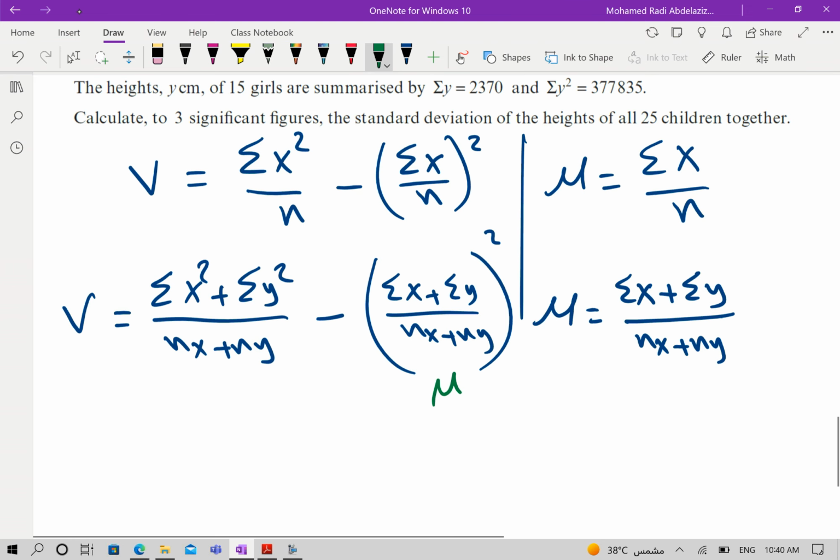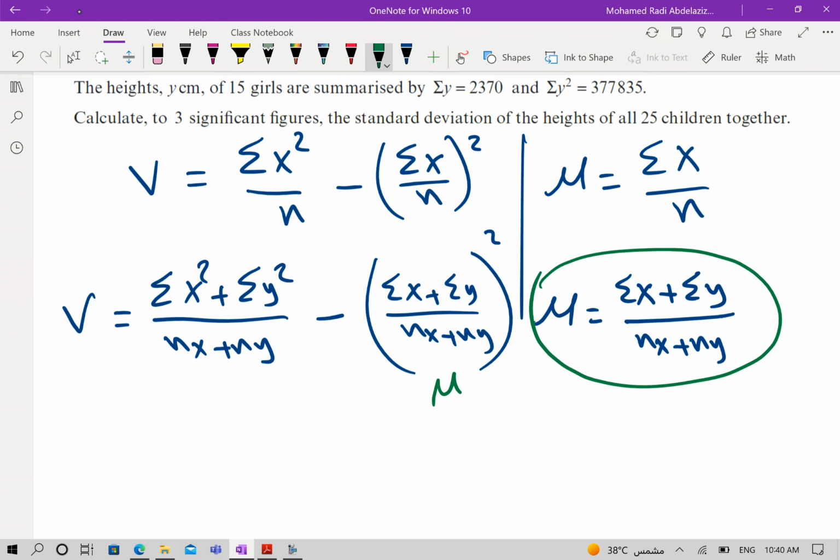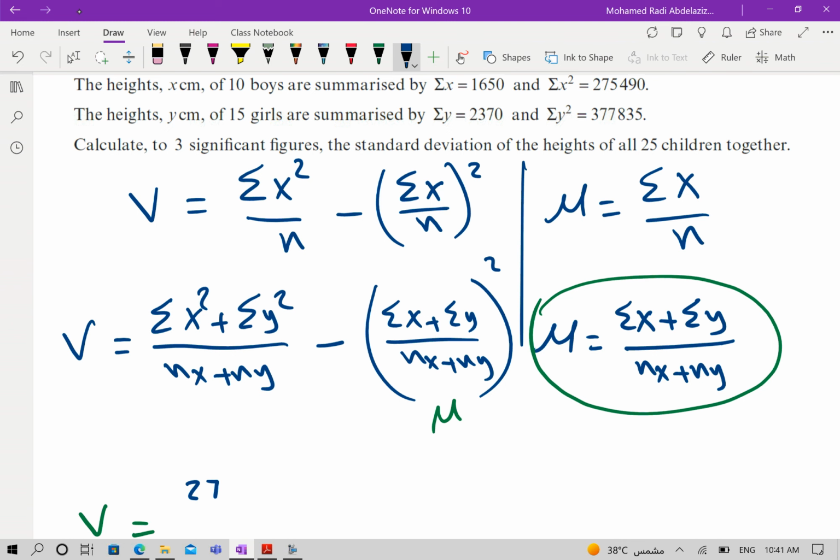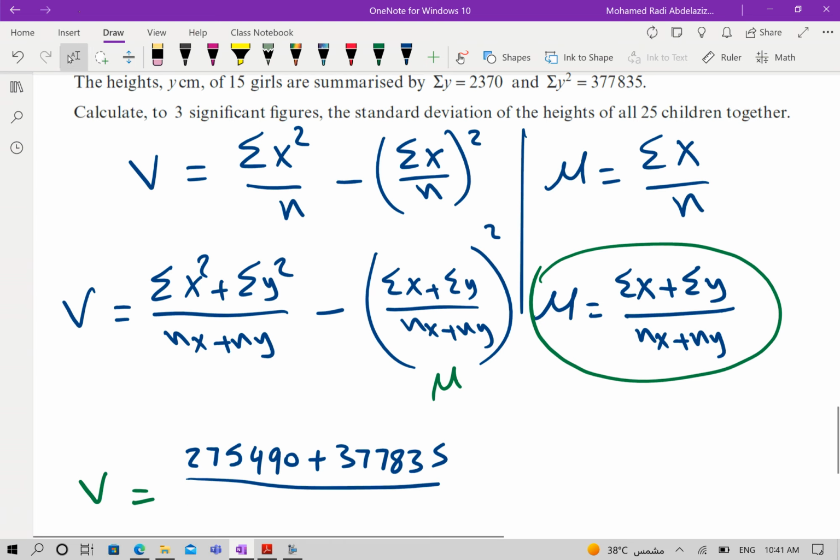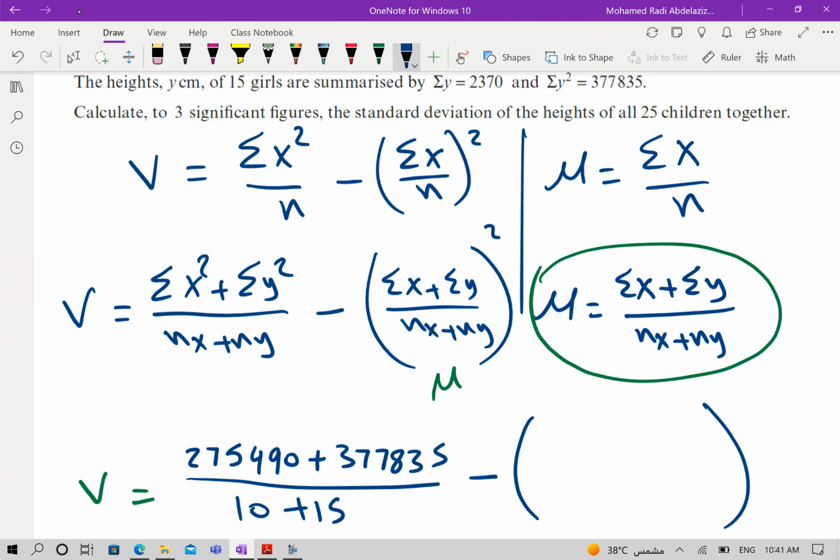Now, if you want to get it separately, calculate mu first, then use it for the standard deviation, or you can substitute in one equation. Let's say v is summation of x squared, which is 275,490, plus summation of y squared, 377,835, divided by nx plus ny, which is 10 plus 15, minus all squared.